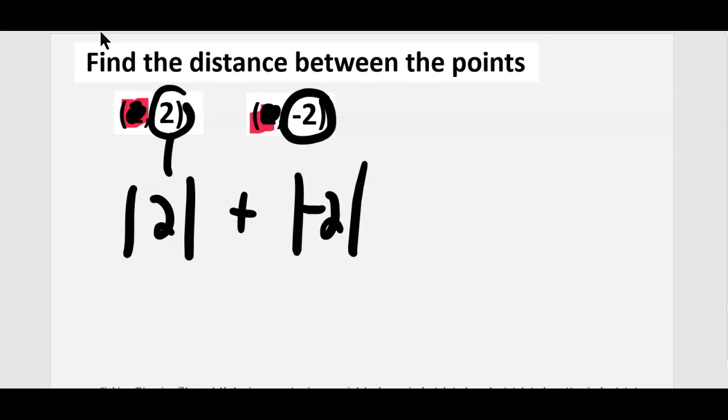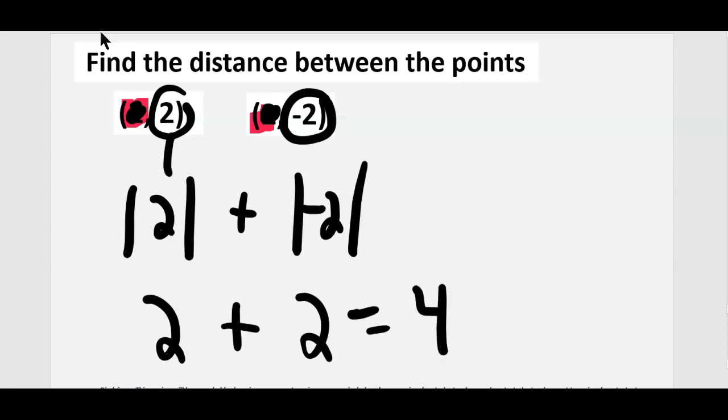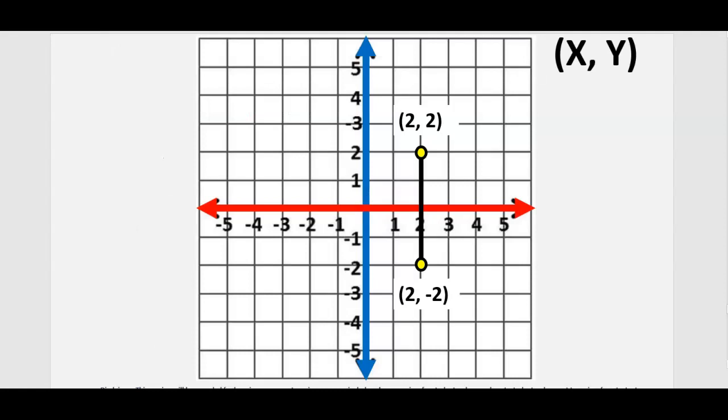So what's the absolute value of 2? Is 2. It's already positive. Add the absolute value of -2, which is 2. Make them positive. Distances are positive. And we get 4. Let's see if that works out on the graph. Graph, please.